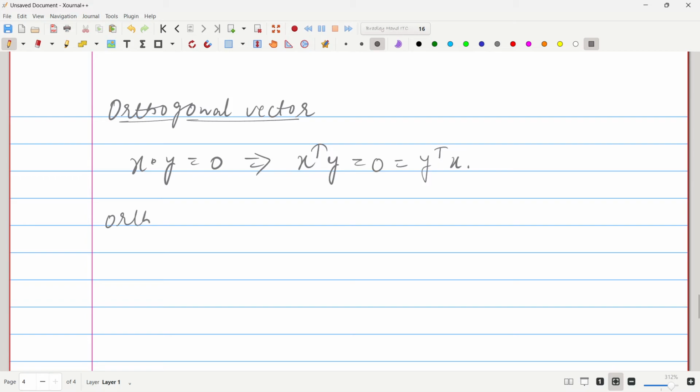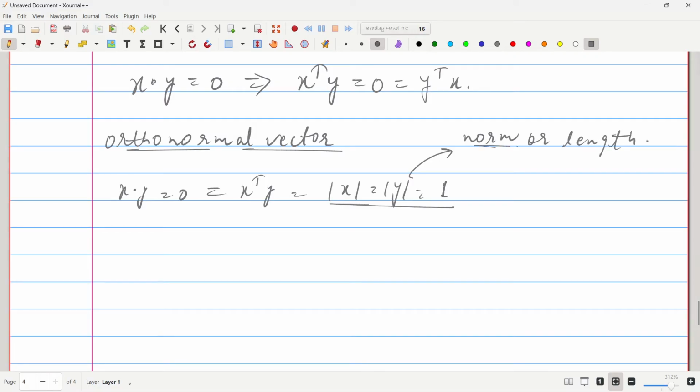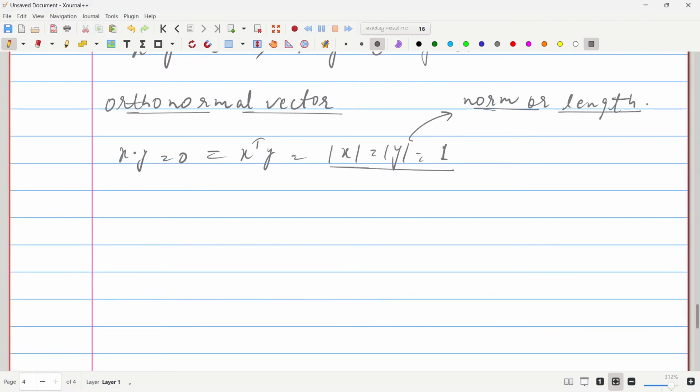And for orthonormal vectors, what is the condition? The dot product should be 0 and the norm of the vectors should be equal to 1. Norm, or we can say length. Norm is nothing but length. So this is also clear.